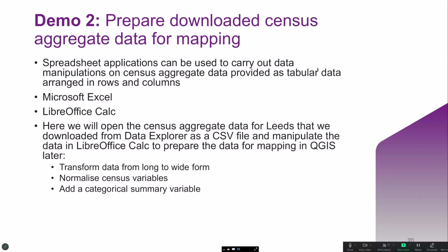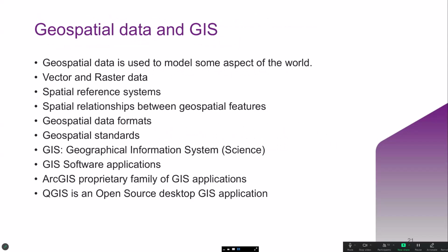So we've got the actual aggregate census data, and now we want to look at the actual boundary data, because in order to map data, we need some geographies and some geospatial data that we can actually use in the QGIS desktop application. So a bit of background about geospatial data. Geospatial data is used to model some aspects of the world. That could be the natural world, the human world, or the built environment.